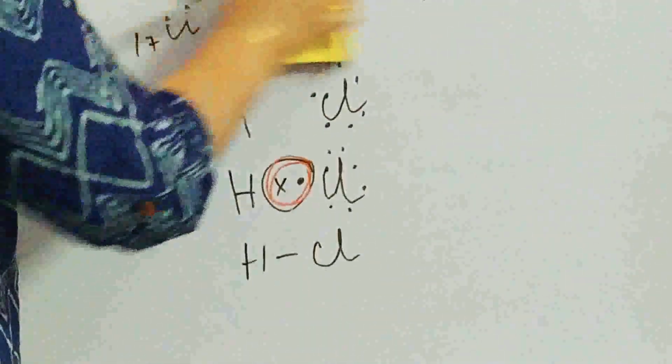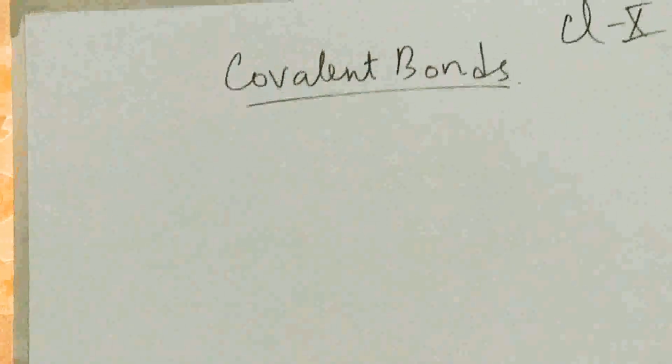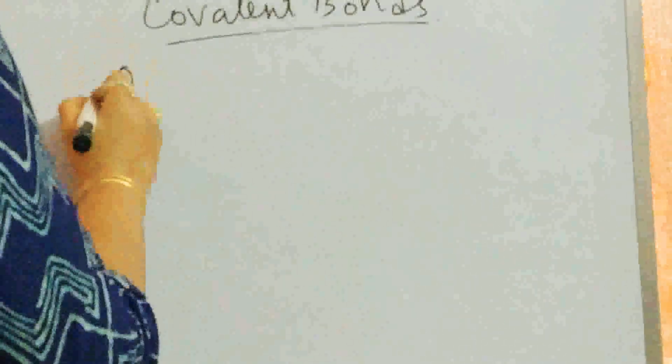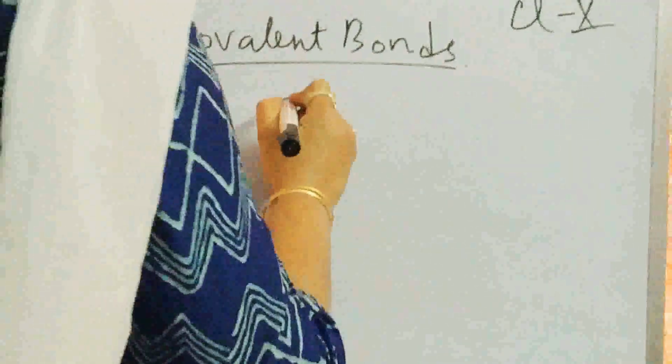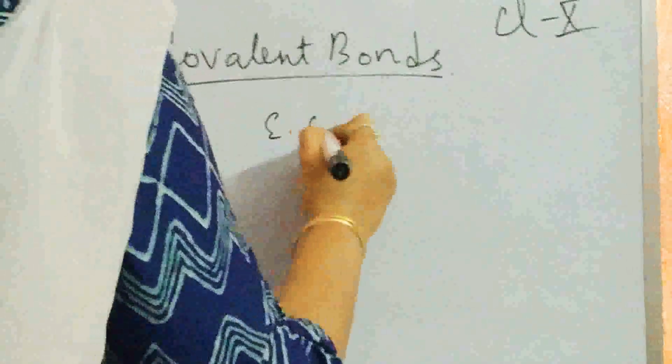Now come to the double covalent bonds. Covalent bonds, students, can be formed between two similar atoms. In gaseous substances, covalent bonds can be formed between two similar atoms, like Cl2, O2, N2, etc. I am showing the O2 structure, how a double covalent bond is formed between two oxygen atoms.